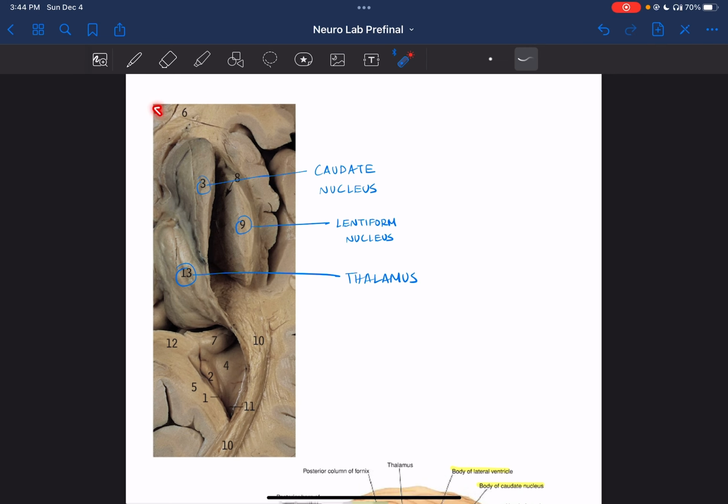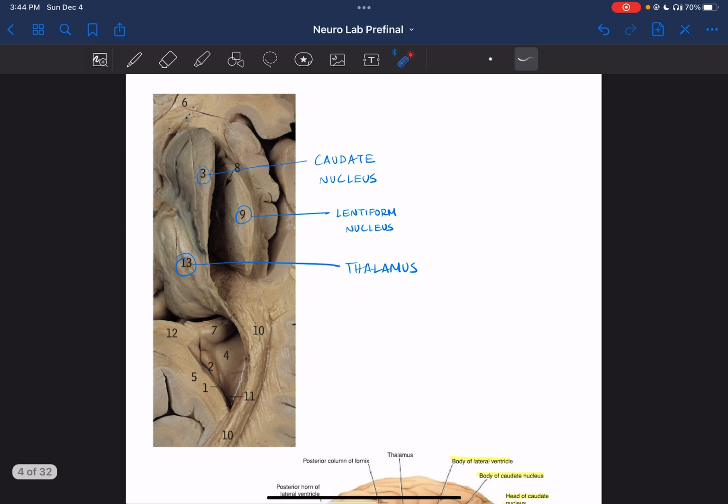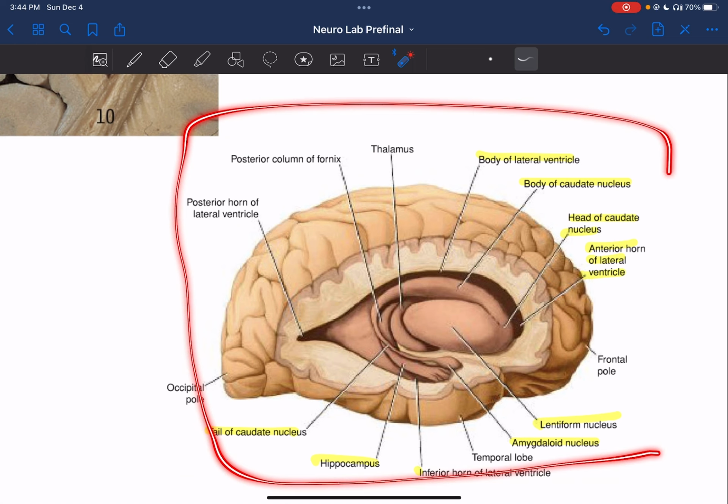Now, again, this is another section. This is the right part of the brain. Here you have the thalamus. Laterally to the thalamus, you have the lentiform nucleus right here, which consists of your putamen and globus pallidus, again to reinforce. And this is your caudate nucleus. So you can say this is the head of the caudate, body of the caudate, and then the tail of the caudate.